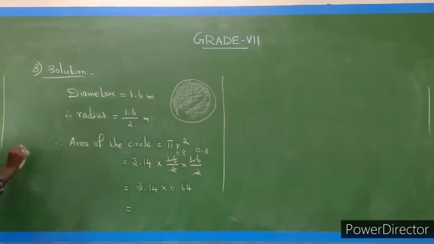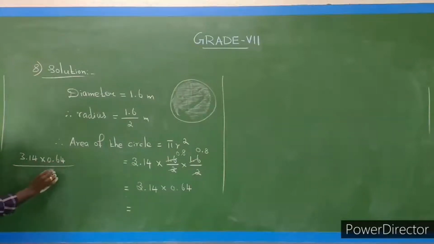We get 3.14 into 0.64. So we can write 4 4s are 16, remaining 1. 1 4 is 4 plus 1, what is that? 5. 3 4s are 12. Next we have to multiply it by 6. 4 6s are 24, remaining 2. 1 6 is 6 plus 2, what is that? 8. Then 3 6s are 18. So 6, 9, 10, remaining 1. So the value is 2.